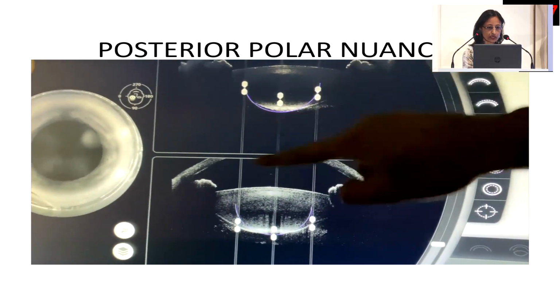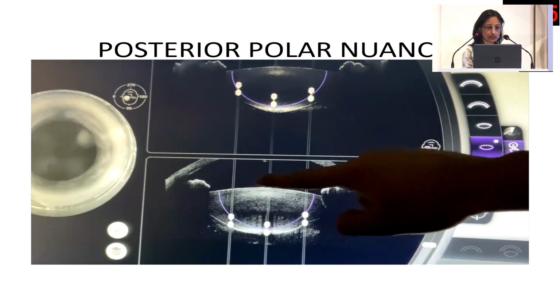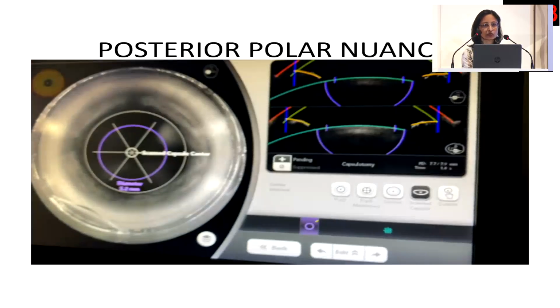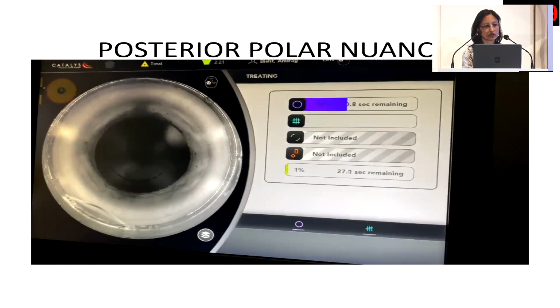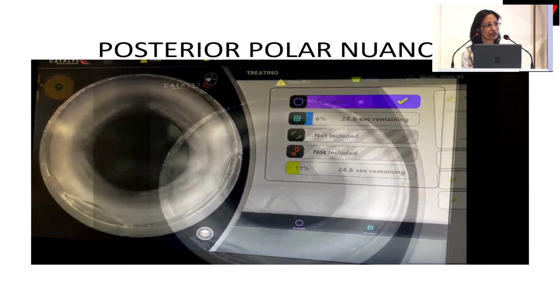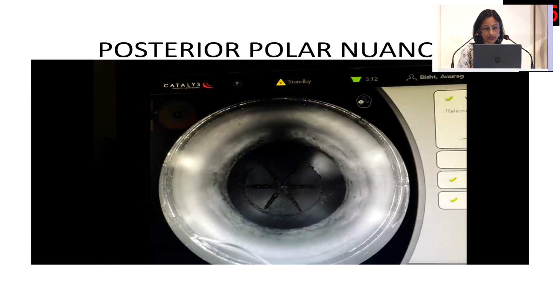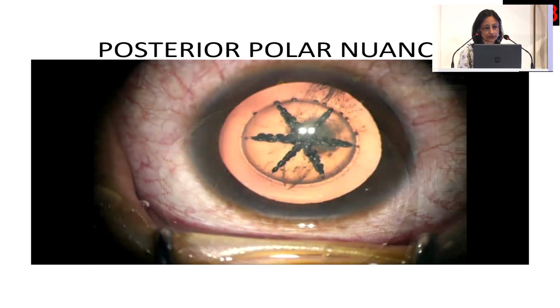We are decreasing here the offset to 1000 microns, and that leaves the endonuclear cushion behind. Now that cushion is going to act as a shock absorber. It will take the turbulence and prevent the nucleus drop.